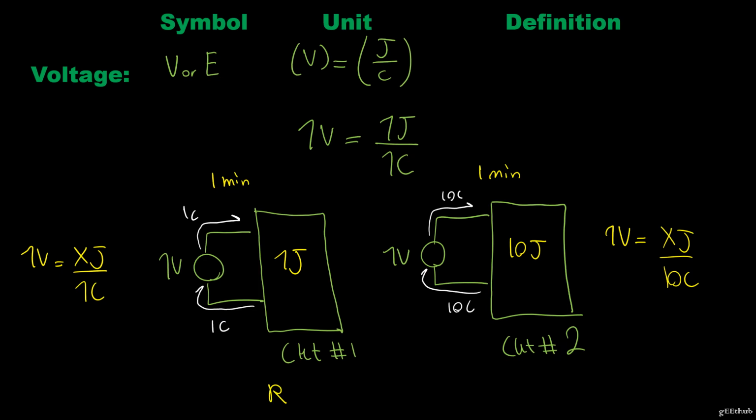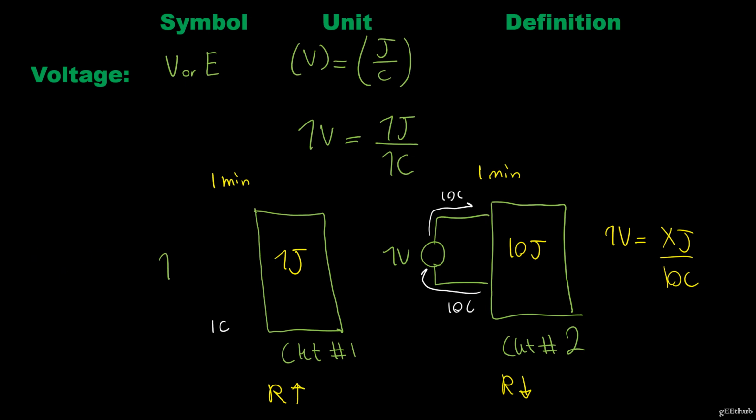So circuit number 1 had a high resistance, and that resulted in a very small amount of charge generated from this voltage source to the circuit, whereas circuit number 2 had a much smaller resistance, and that resulted in a lot of current, a lot of charges generated from the voltage source and back to the circuit, and more energy was provided to the circuit as well. So that's good enough for now. Let's just define voltage now.